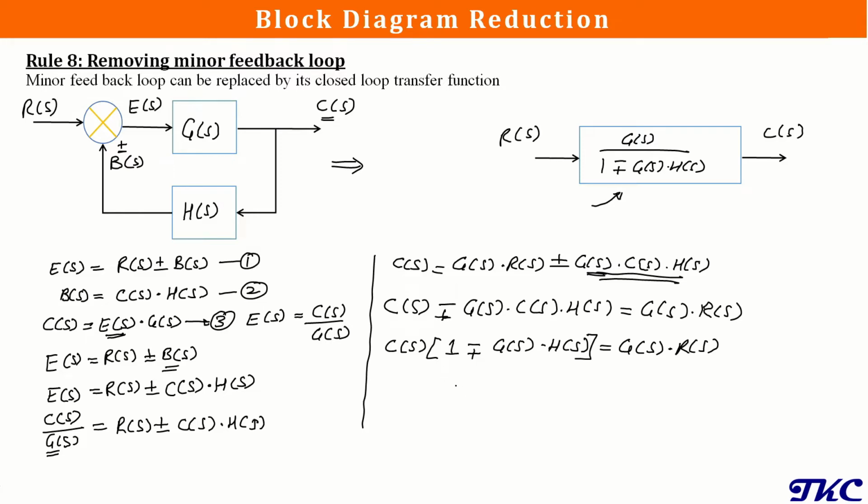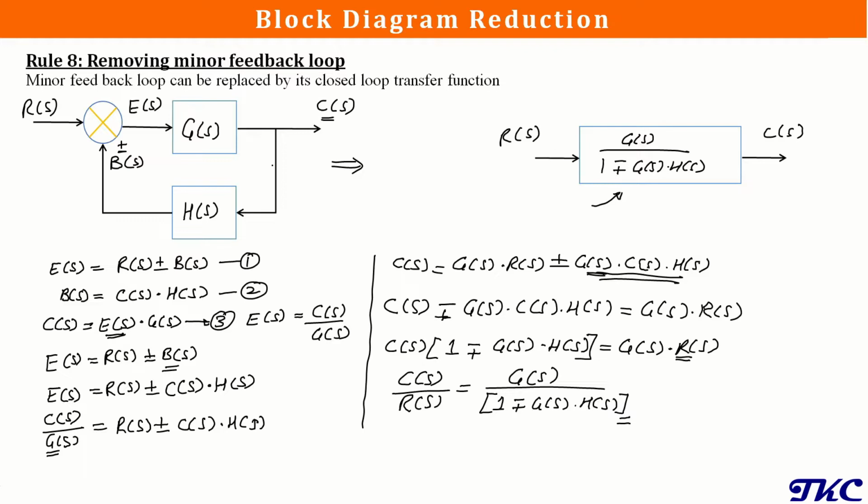Now we can write this in terms of a transfer function. So it will be the output, that is C of S, upon this input, which we can take here in the denominator. So on the right-hand side we will be having numerator as G of S, upon 1 minus plus G of S into H of S in the denominator. So this is our closed loop transfer function for this feedback loop, and that is what we are having here.